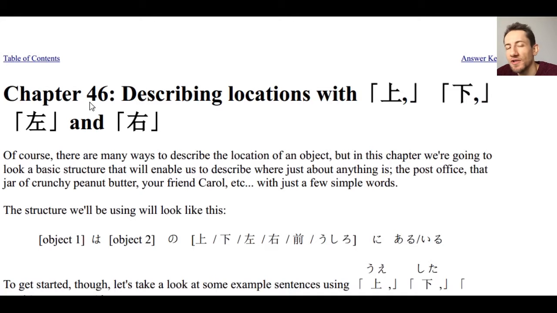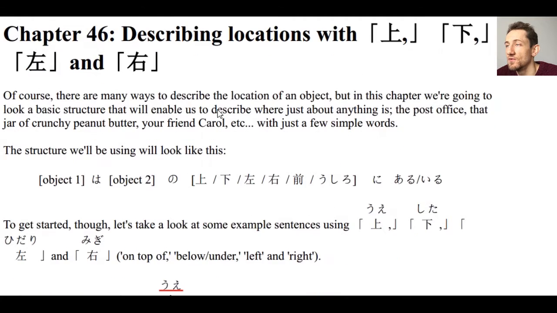In today's video, we're going to look at chapter 46 of my textbook, where we are going to learn all about describing locations. So we're going to learn how to say things like the book is on the bed or the cat is under the table. So we'll learn how to describe locations of animate and inanimate things. Hopefully, if you've studied from the beginning up to this point, you're familiar with the differences between aru and iru, because you'll definitely need to know the difference to answer the questions that we'll be looking at later.